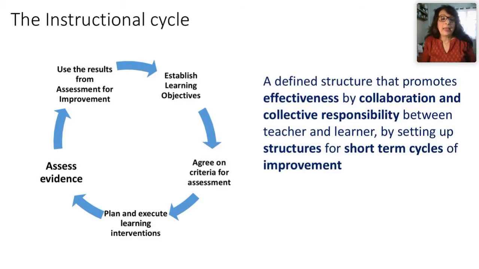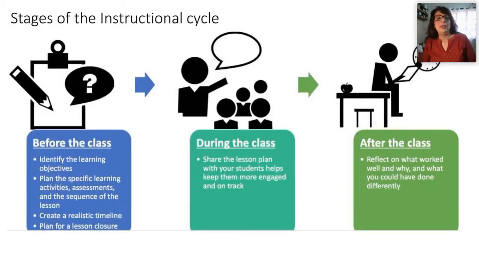And then when they end up producing something, you assess the evidence. You check to see what evidence you have of how far they have come regarding this. And then you use this evidence to tweak. Remember, we said they are short-term cycles. You keep tweaking, you keep adapting, you keep looking back at your curricular design to see, hey, how far have I achieved what I was planning to achieve? So this is how the instructional cycle goes about working itself out.